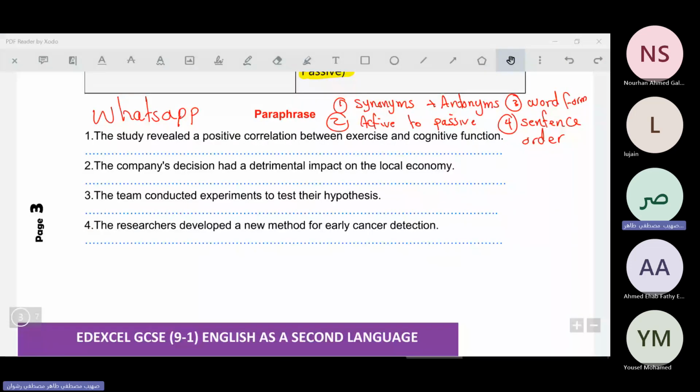Yeah, Ahmed. In sentence number three, you will change the verb "conducted" into "carried out" or "accomplished." Okay, Ahmed.